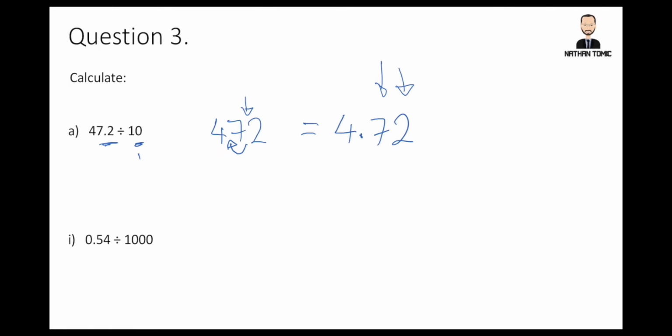So don't accidentally get confused from what we talked about in question 2 and leave off this second decimal place because you think it should only have 1. There's a number in it, it has to be shown. For the second one here, we've got 0.54 divided by 1000. So how many zeros? There's 3 of them. So we're going to write 054.